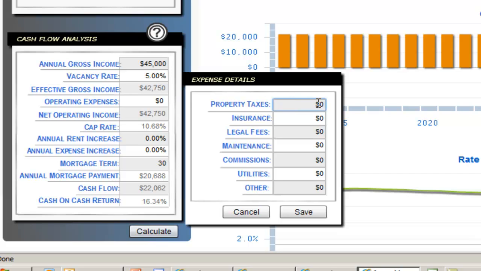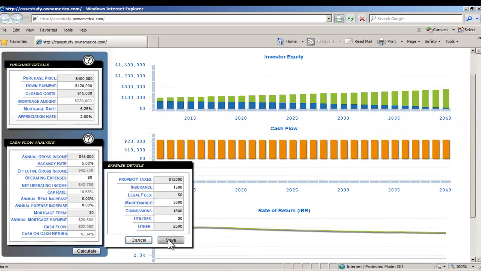Now I have to put property taxes and operating expenses in. So I'll put in $12,000 in property taxes. I'm going to put in $1,500 in insurance. Legal fees I'll leave alone. Maintenance we'll call $250 a month, so $3,000 a year. I'm going to assume that every 2 years I have to re-rent an apartment. $1,600 a year I'll pay in commissions. Utilities I'm going to have be the responsibility of my tenants, and then other, let's just call it another $2,500 to be conservative. And I click save.